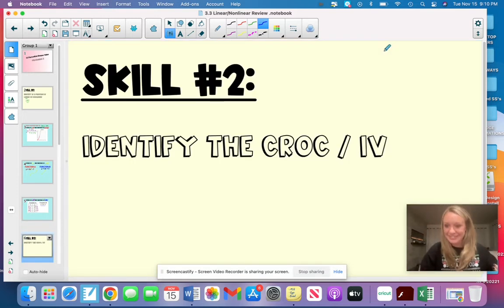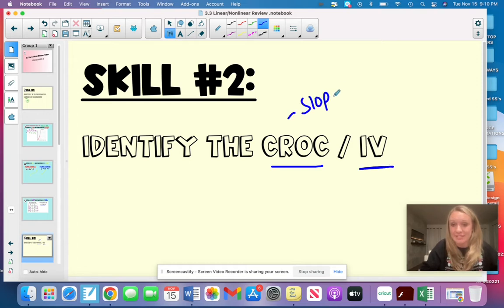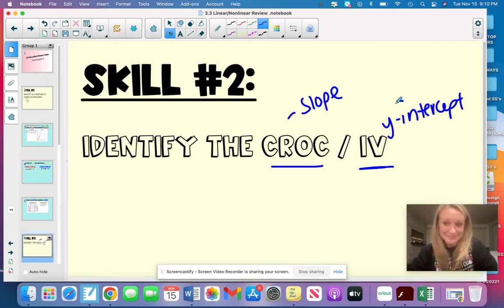Okay, skill number 2 is identifying your constant rate of change for a function and your initial value. Remember that this is the same as slope and this is the same as your y-intercept. They are synonymous, which means they mean the same thing.